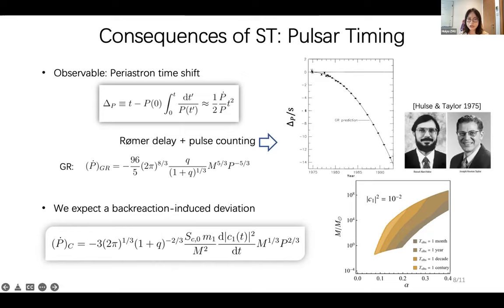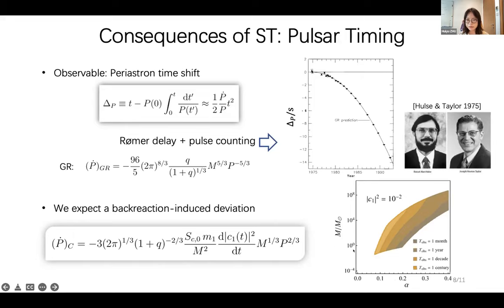But in this case, if we consider the back reaction induced by the gravitational atom, we will have an extra periastron time shift here. And here S_C0 is the cloud angular momentum, and C1 is the occupation of the state. If the difference between this extra back reaction periastron time shift and the GR result is bigger than the limitation of the observation, then we can see this effect. So we use this to plot out the parameter region where we can successfully see this effect for different alpha and M.